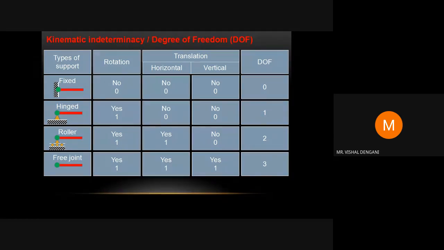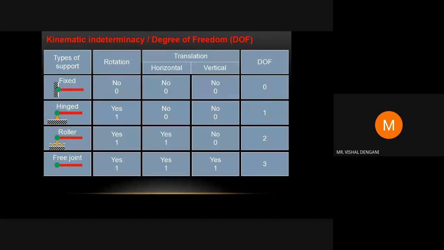Like in a truss, the members are connected by pin joints, which means there will be no rotation. So accordingly your degree of freedom will change. In the case of beam, we are analyzing the structure without axial deformation, so we are not considering translation displacement along x. Delta x is not considered. So accordingly the degree of freedom will change.